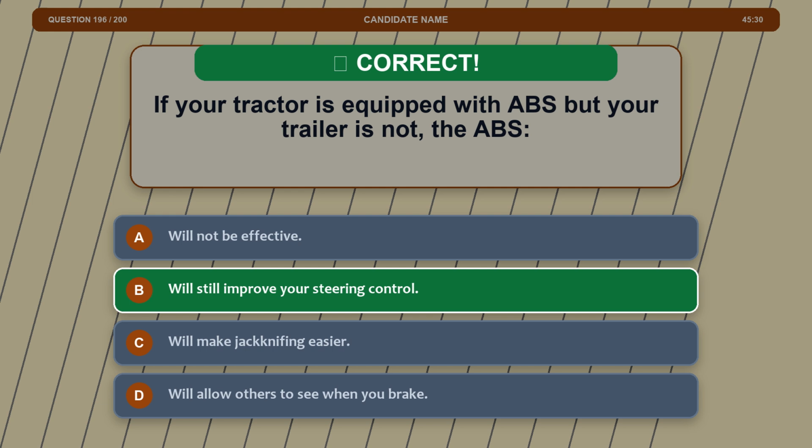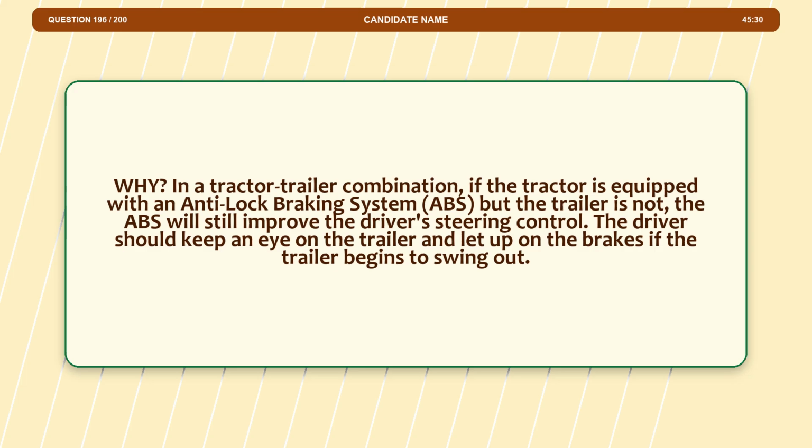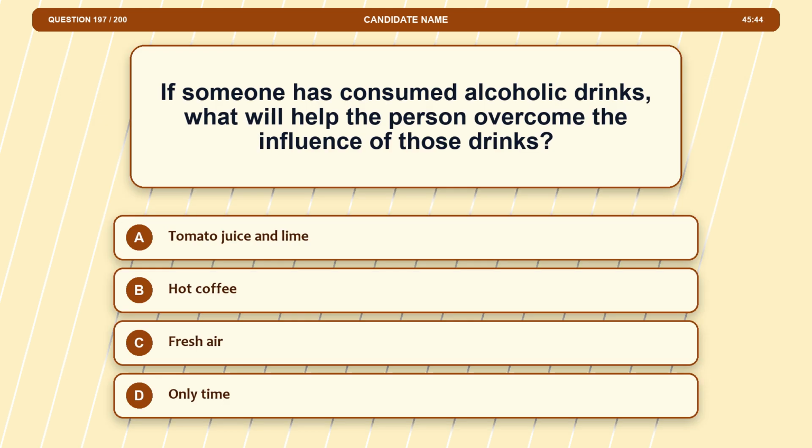Will still improve your steering control. Explanation. In a tractor-trailer combination, if the tractor is equipped with an anti-lock braking system, ABS, but the trailer is not, the ABS will still improve the driver's steering control. The driver should keep an eye on the trailer and let up on the brakes if the trailer begins to swing out.